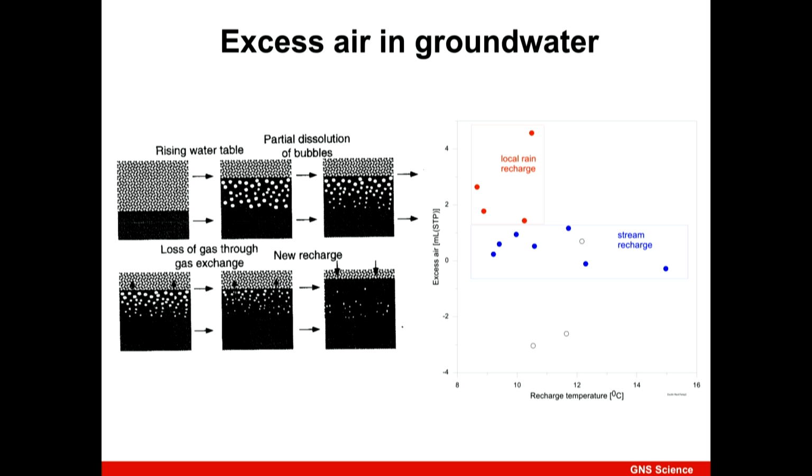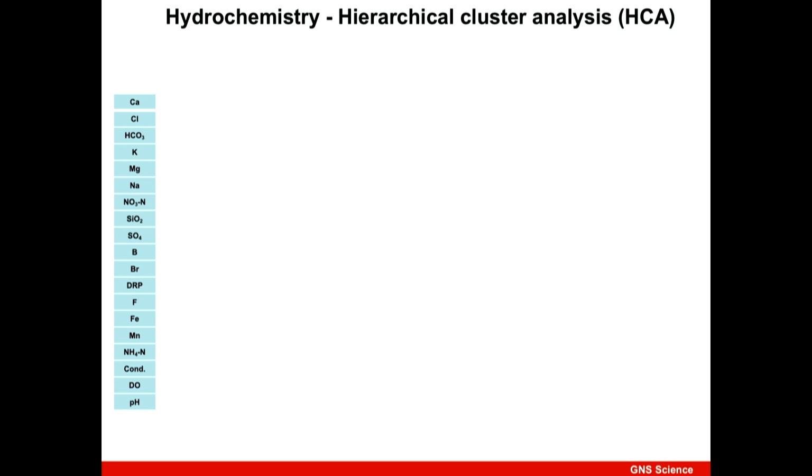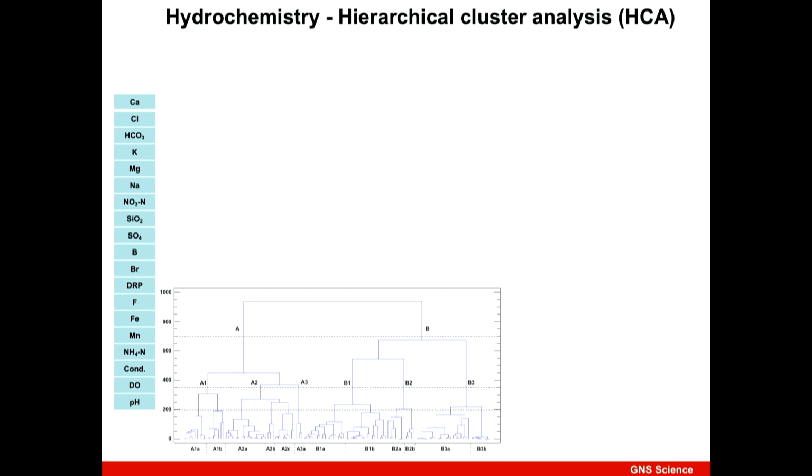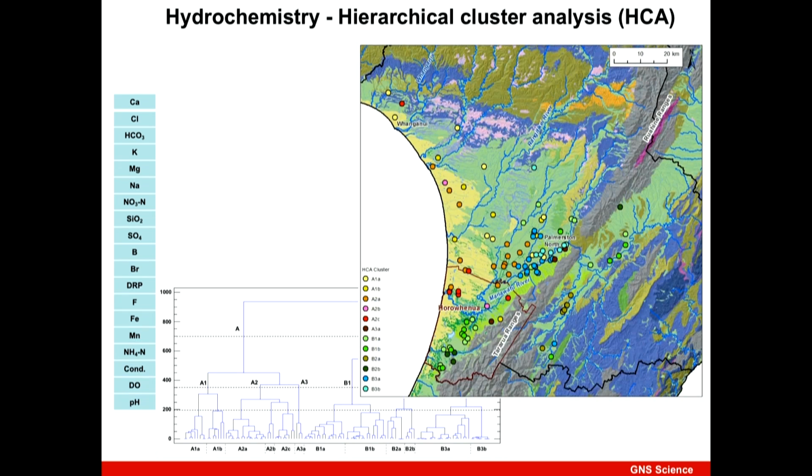recharged from local rain. When we have hydrochemistry, we are measuring a whole raft of hydrochemical parameters. We can do cluster analysis on these, and that enables us to look at how similar waters are between each other. And that is just the study which we just completed in the neighbor region here in Horizons, where we can basically very nicely distinguish which waters are similar to river water and which have gone through a completely different history.